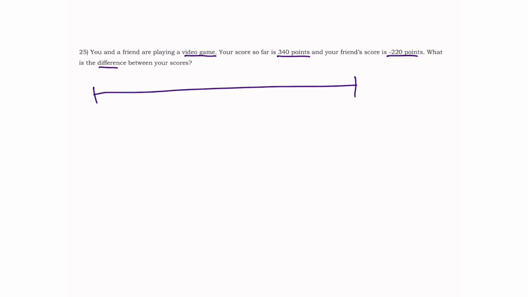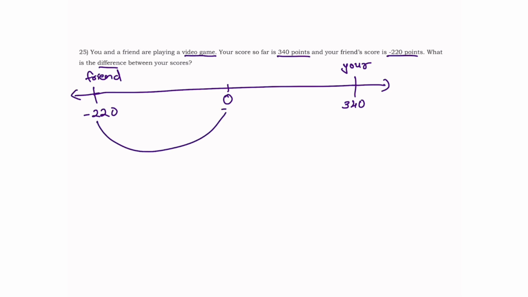So let's go here. Let's say this is 340, your score basically, right? And let's say this is minus 220, which is your friend's score, right? And somewhere here it's 0. So now from minus 220 to 0, you will need a jump of 220. And from 0 again to 340, you need a jump of 340. So basically you are adding them, right? So 40 and 20 gives us 60, and 3 and 2 gives us 5.